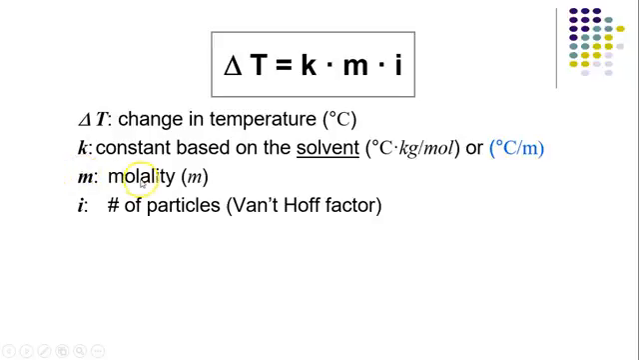M for molality, or moles of solute per kilogram of solvent. And then I is the number of particles, which we call the Van 't Hoff factor. So we learned about the Van 't Hoff factor in the last video on colligative properties.